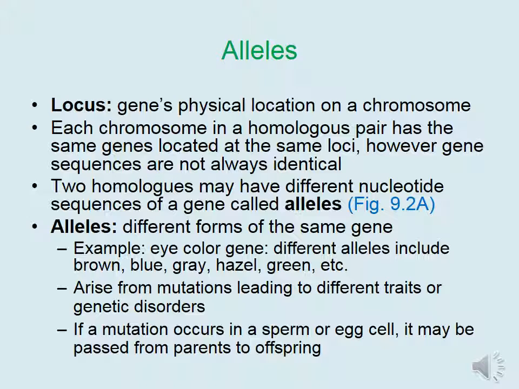2 homologs may have different nucleotide sequences of a gene called alleles. Alleles are different forms of the same gene. For example, if you look at the gene for eye color, different alleles include brown, blue, gray, hazel, and green. These different alleles arise from mutations, which lead to different traits or genetic disorders. If a mutation occurs in a sperm or an egg cell, it may be passed from parents to offspring.